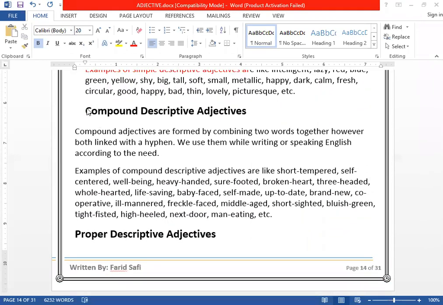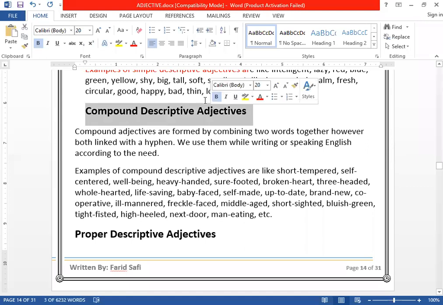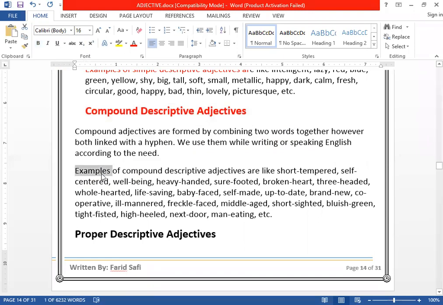Let's move towards the compound descriptive adjectives. What are compound descriptive adjectives? Now, compound descriptive adjectives are formed by combining two words together. Compound means more than one. When you combine more than one word, like simple is only one word adjective, a single one. But in compound one, it is the combination of two words, clear? Let's take an example. These are examples down. Let me give you example of compound adjectives. These are examples of compound descriptive adjective.